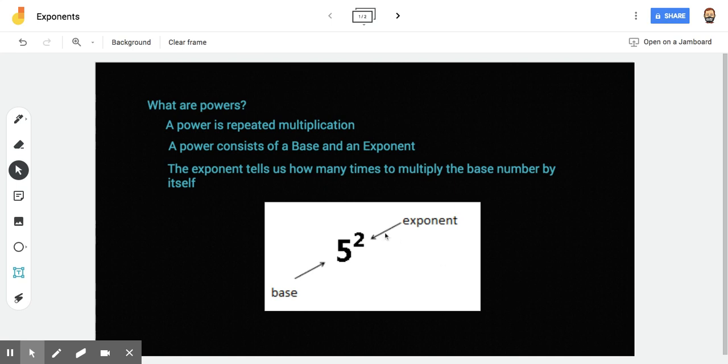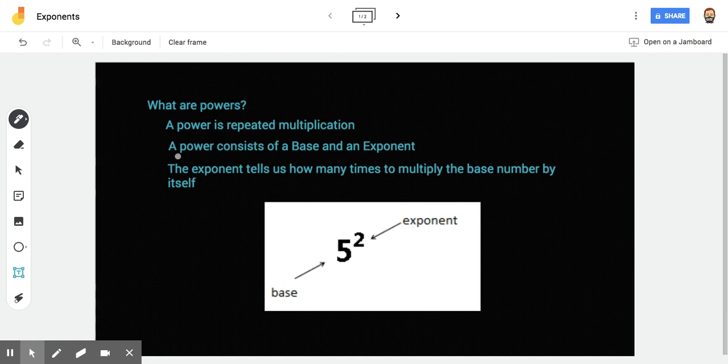Okay, powers and exponents. Here we go. So, what is a power? A power is repeated multiplication. Kind of like how multiplication is repeated addition, a power is going to be repeated multiplication.